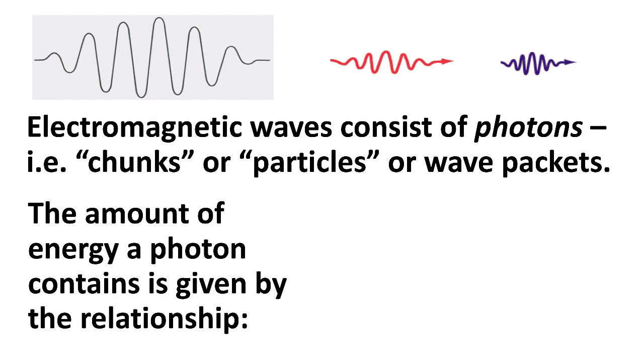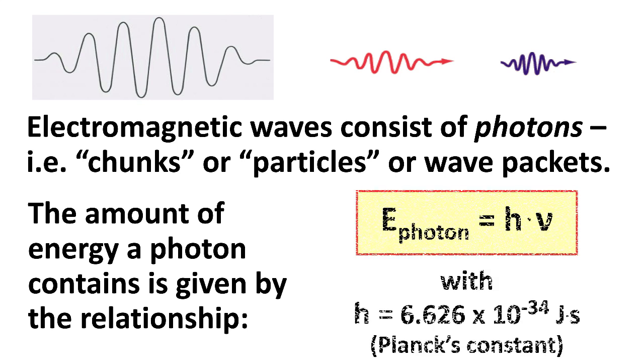And the amount of energy a particular photon of a particular type of electromagnetic radiation contains is given by the relationship E equals h nu. So E stands for the energy of a photon, nu is the frequency, which we've just seen, and then h is Planck's constant. It's a constant with the value of 6.626 times 10 to the minus 34th joule seconds.